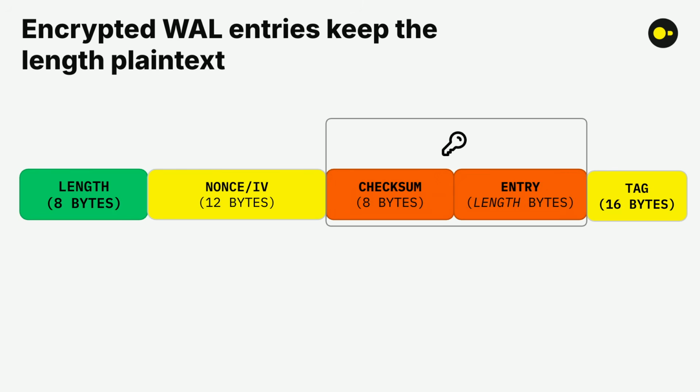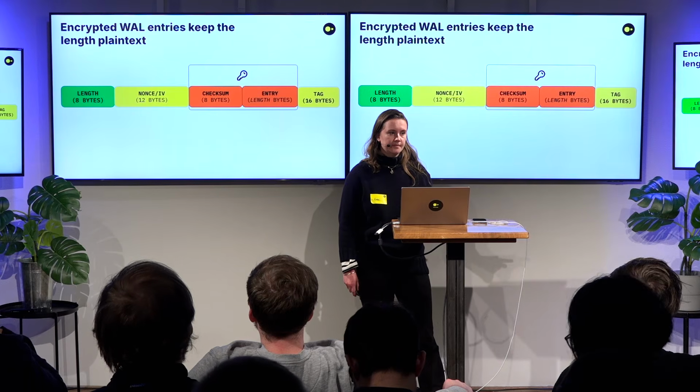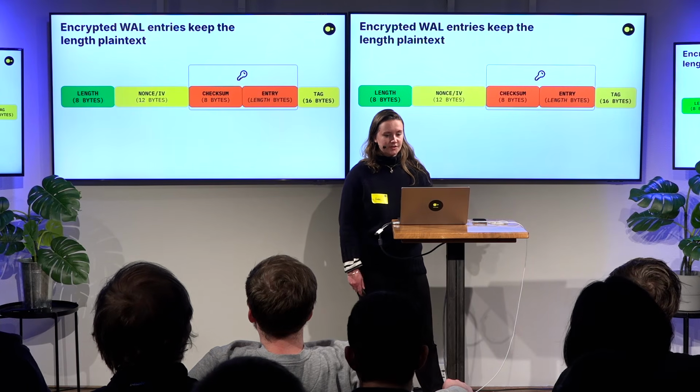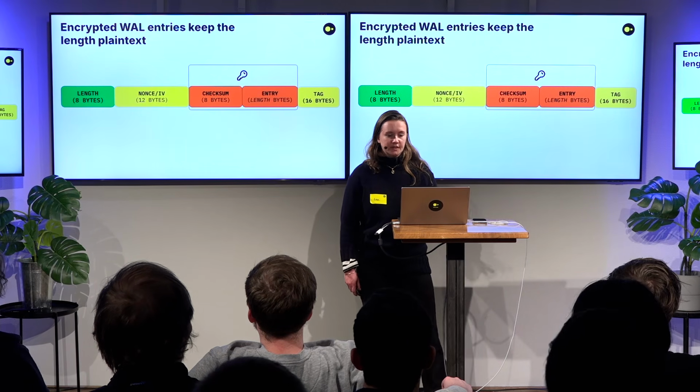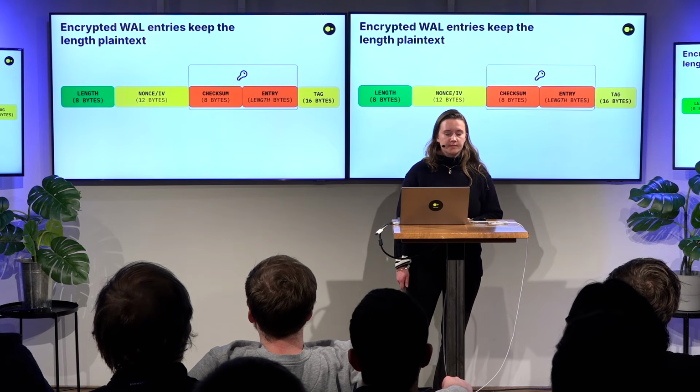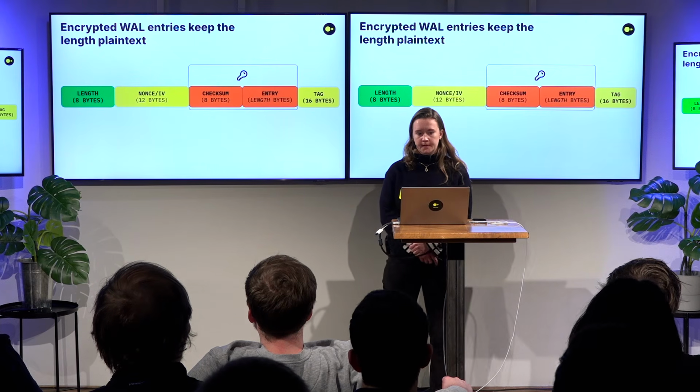And if we zoom in, an encrypted entry looks like this. So we first store the length in plain text, because we need to know how many bytes we actually need to decrypt, and otherwise there's no way to determine that. Then we store the nonce, and then we store the checksum and entry both encrypted, and then we store the tag.